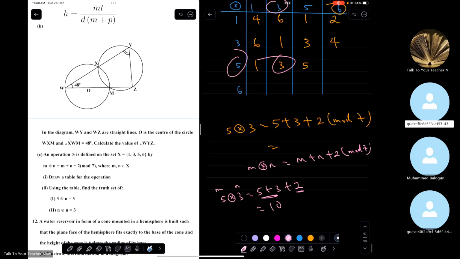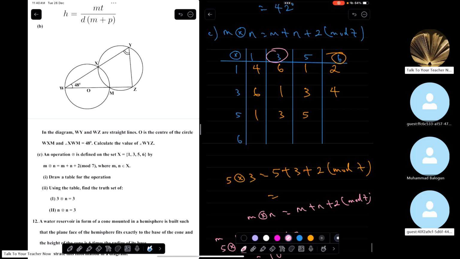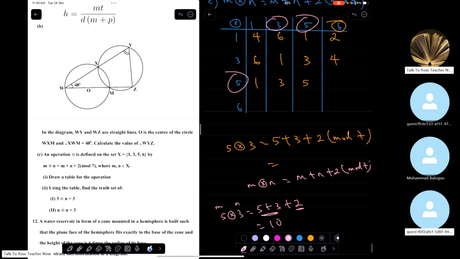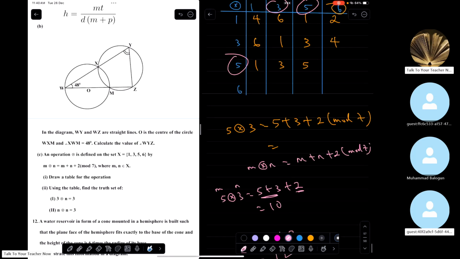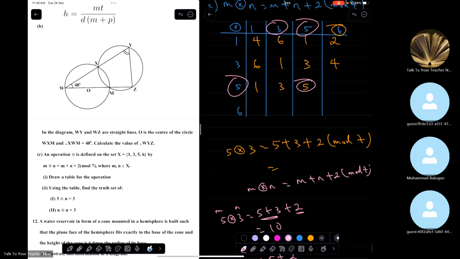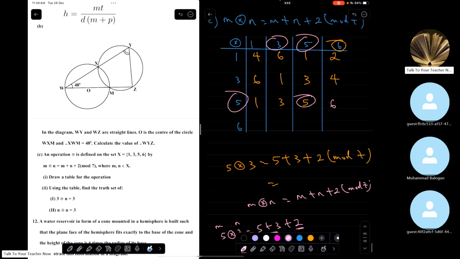Hello? Yes, sir. And now for 5 circle times 5, this one. 5 times 5. That will be 5 plus 5 plus 2. Don't forget the mod 7. That's 10 plus 2, 12. 12 minus 7 is 5. So that's what you write. 5 circle times 6. That's going to be 5 plus 6 plus 2 mod 7. 5 plus 6 is 11. Plus 2 is 13. 13 minus 7 is what? Is 6. That's what will be there.